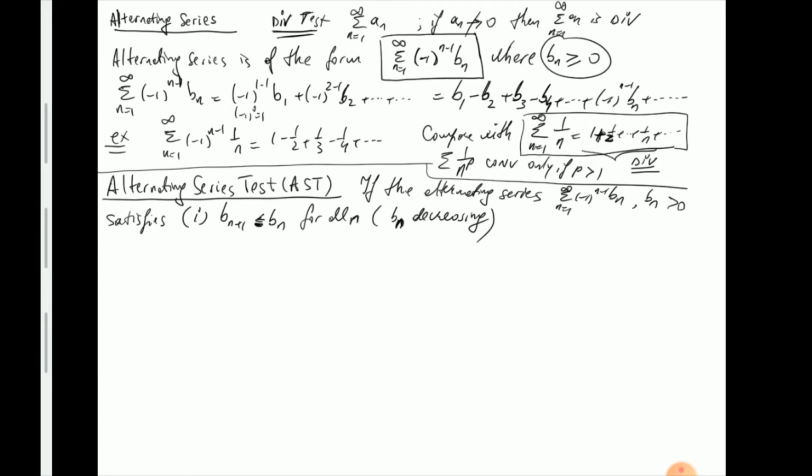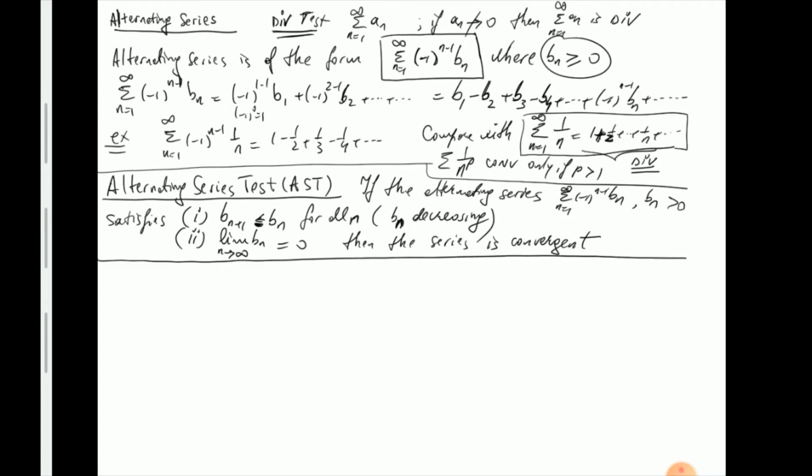So bn must be decreasing, and the second condition is that the limit of bn as n goes to infinity must be equal to 0. Which, if you think about it, is really not surprising, because of what we learned from the divergence test. If these two conditions are satisfied, then the alternating series is convergent. So when you are faced with an alternating series, there are two conditions to verify to conclude it is convergent.